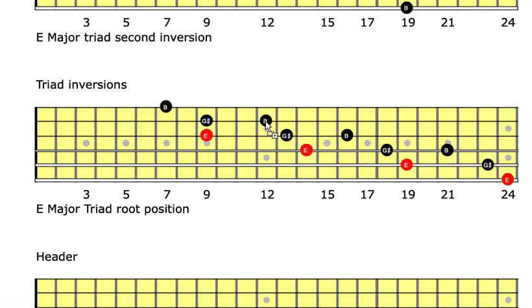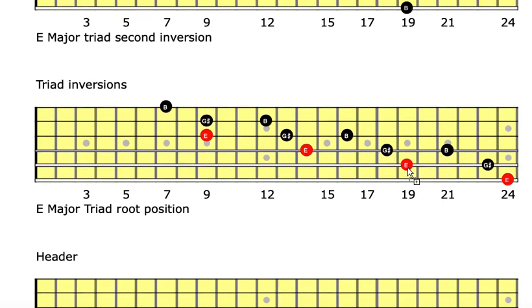Now go to the next string set. Starting from the second string, 1, 2, 3, 4, 5. You put your B there. And from the third string, count from G sharp, 1, 2, 3, 4, 5, 6. Get your next G sharp here. And for this set, which is the fourth string, 1, 2, 3, 4, 5, 6. Therefore, you get your shape here, which is a major triad in the root position.